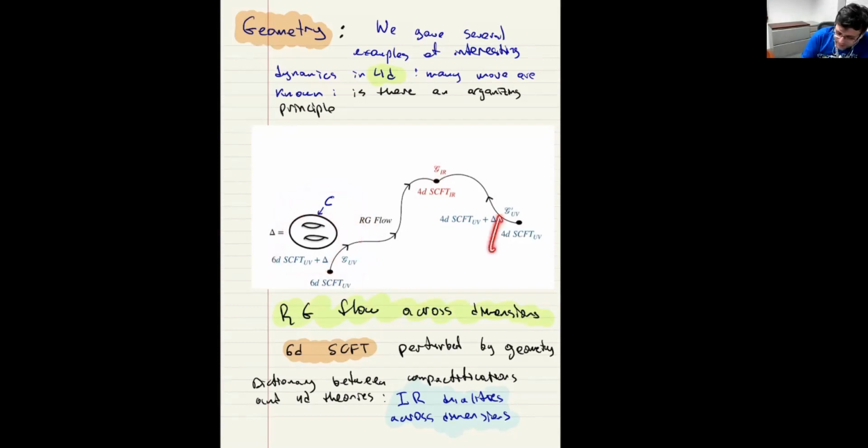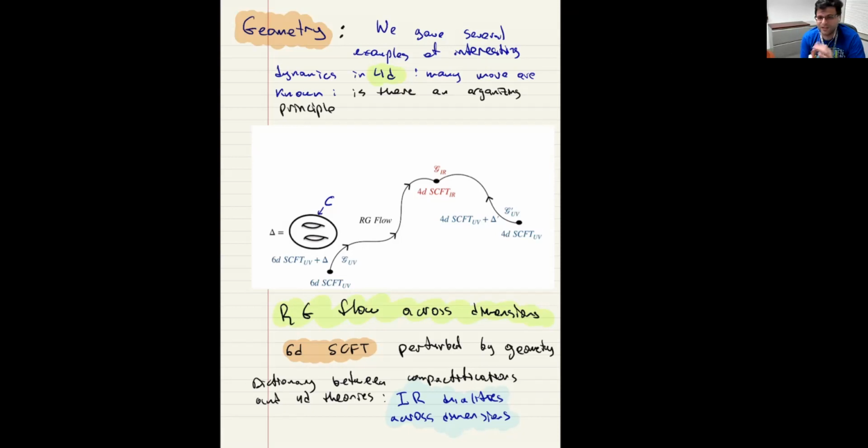And if we will be able to find a dictionary between these compactifications of 6D SCFTs and the geometry into these flows starting directly from 4 dimensions, we will have geometric understanding of various strong coupling effects happening with these quantum field theories in 4 dimensions. Okay, so this will be the rough idea behind the last lecture.